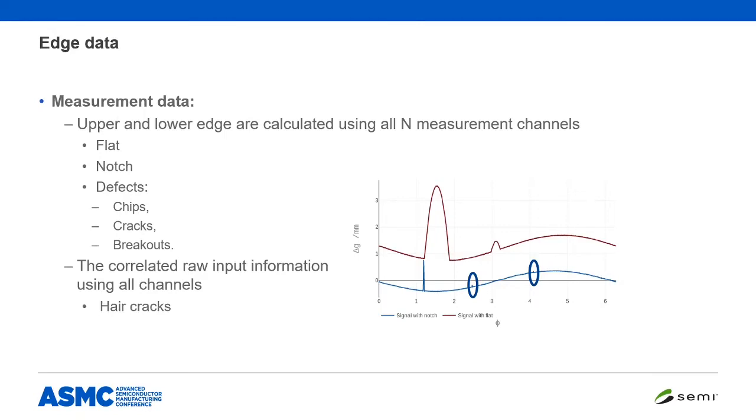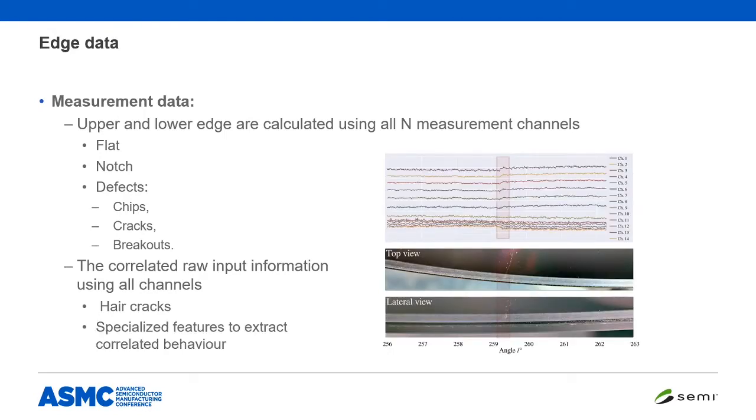For detecting hair cracks, we need to use the full information available. Since hair cracks, as you can see on the right, only cause a very small geometric signature in the signal. On the other hand, hair cracks have the advantage that the crack goes through the whole wafer. Therefore, we can use the correlated information of all channels to engineer specialized features to extract this correlated information.